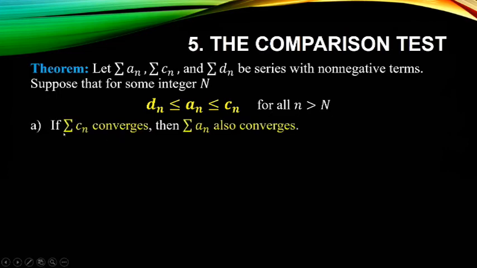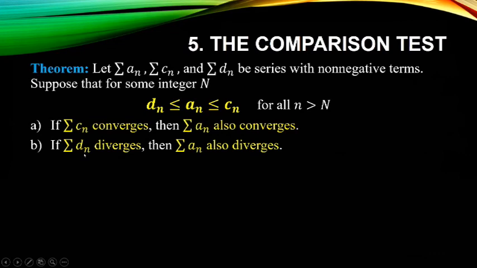So A, if the summation of c sub n converges, then the series of a sub n also converges because c sub n will become bounded. And if d sub n diverges, since the limit of d sub n does not vanish, it will become unbounded, then a sub n also diverges. So the one larger than it would also be infinite and divergent.